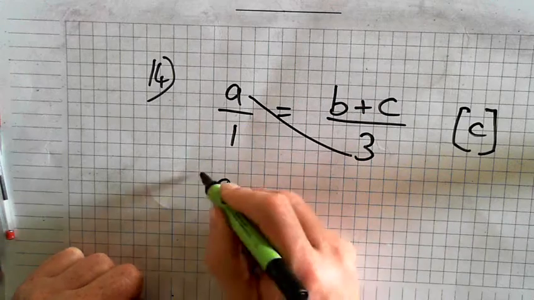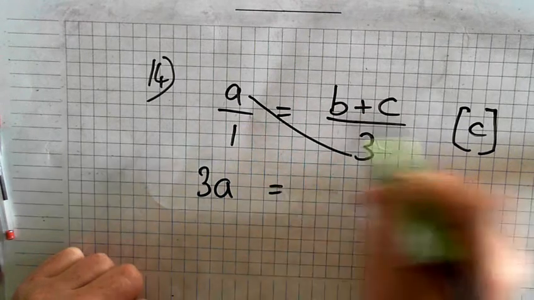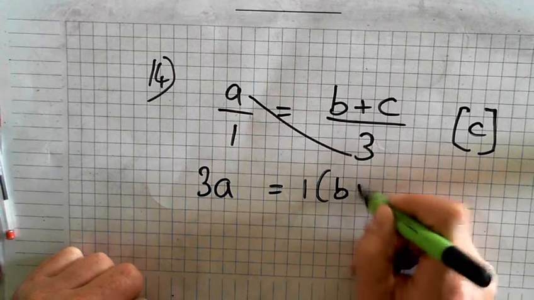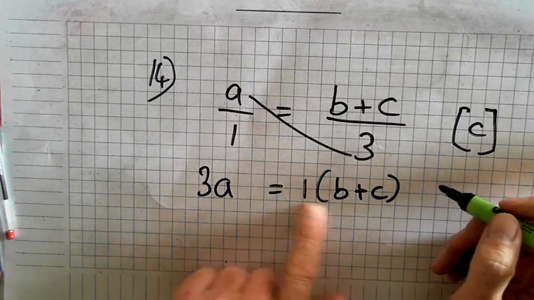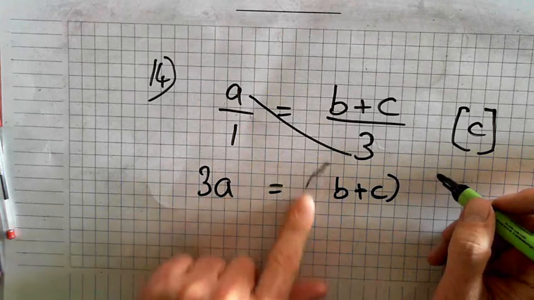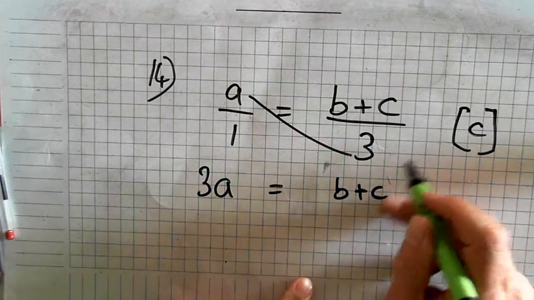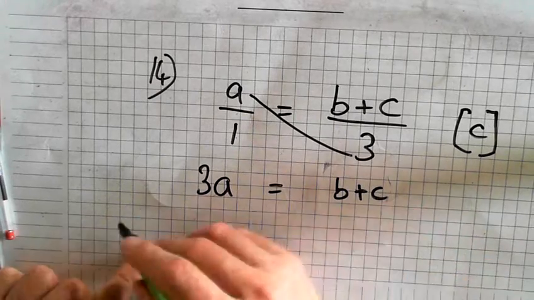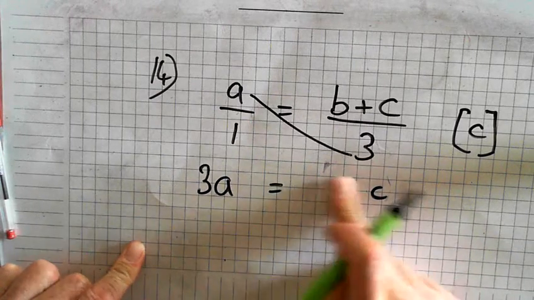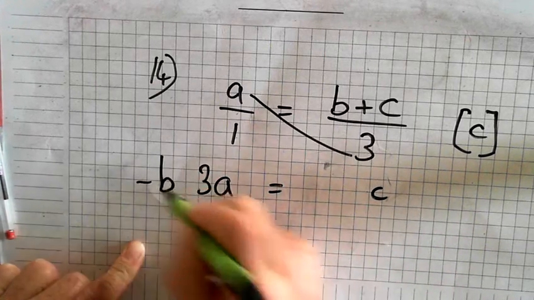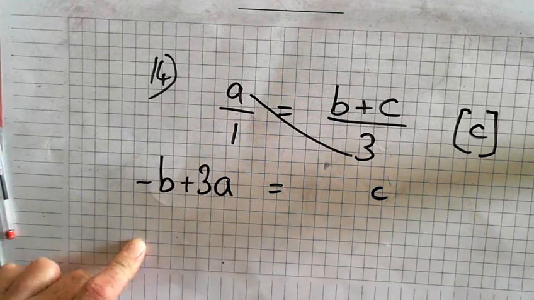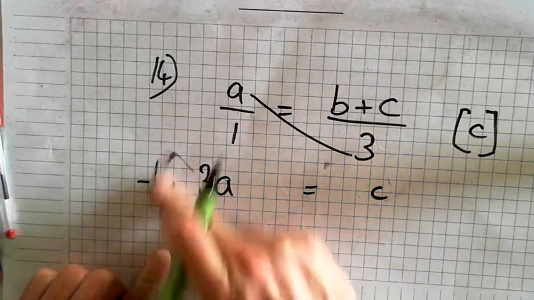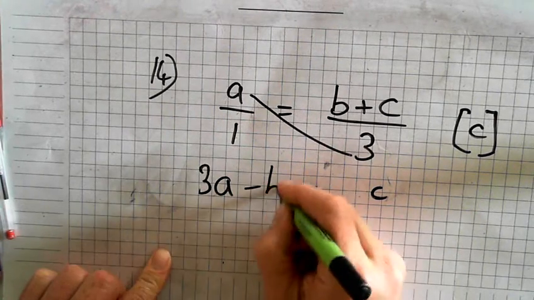Right, so a times 3 is 3a. And what's 1 times b? And what's 1 times c? C. Alright, make c the subject. So what do I have to move across? B. Move the b across. So minus b plus 3a, or 3a minus b.